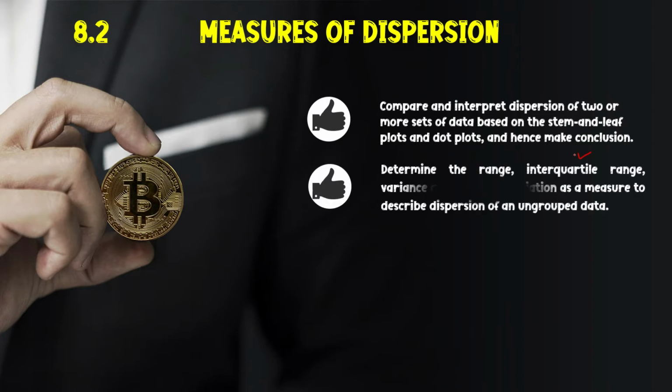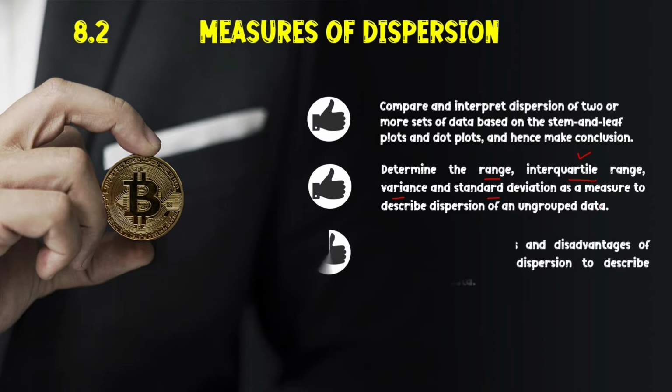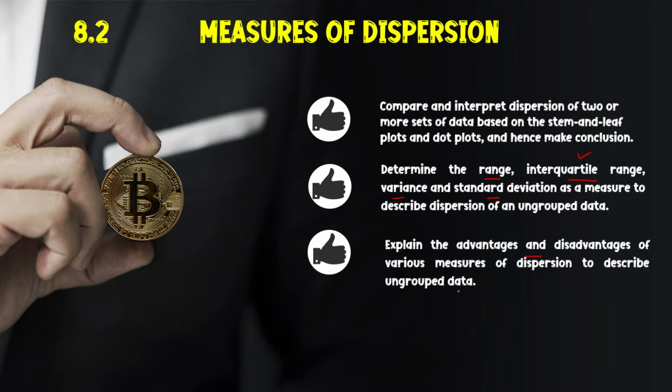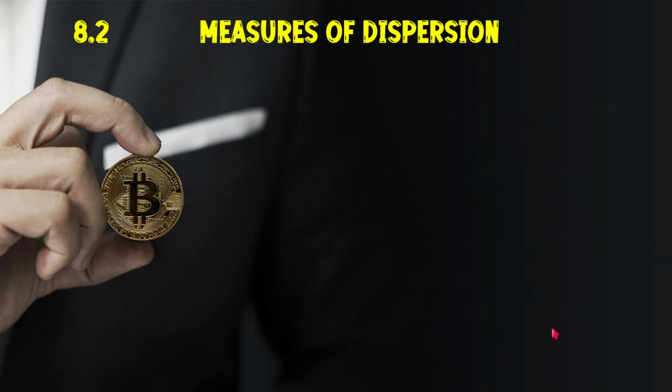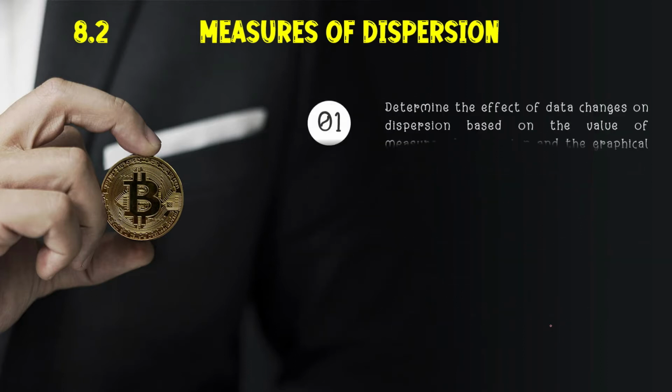Next, determine the range, the interquartile range, variance, and standard deviation as measures to describe dispersion of ungrouped data. Number 3, you have learned how to explain the advantages and disadvantages of measures of dispersion to describe ungrouped data. And last but not least, construct and interpret the box plot. This is the last exercise that you have done, the box plot.